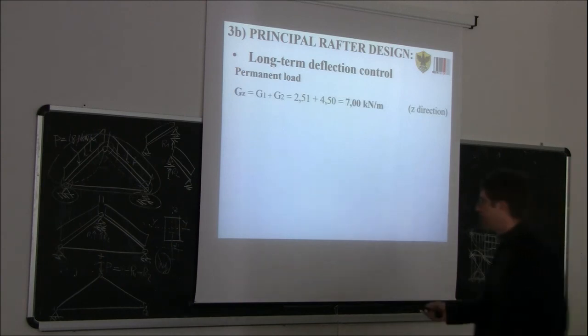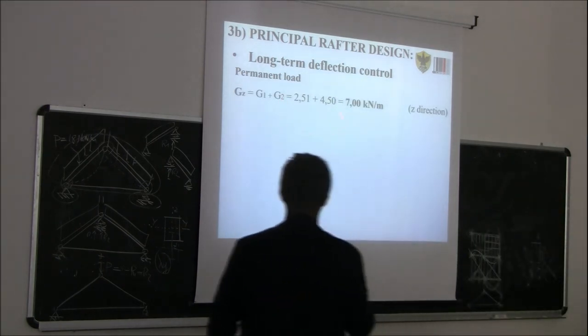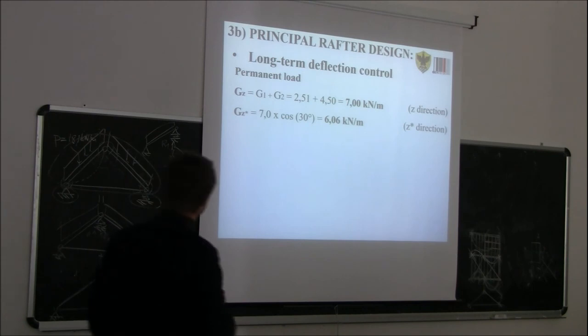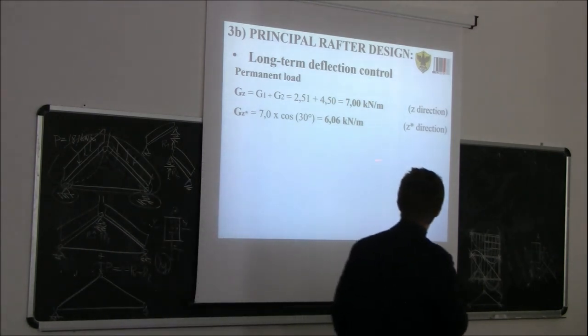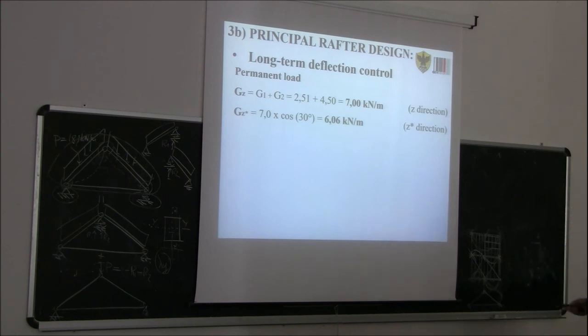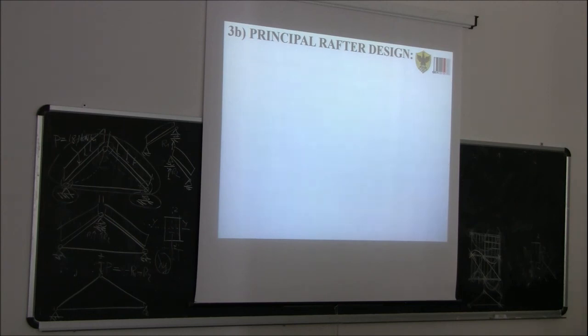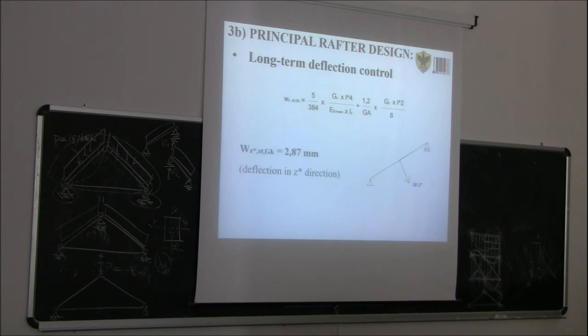For the short-term deflection due to the permanent load, we can use, like yesterday, the superposition principle. So first we calculate the value of the permanent load, 70 kilonewton per meter in the z direction. This load must be decomposed in the z asterisk direction, so perpendicular to the floor, and in the other direction. So again, if we calculate all these geometrical properties with this formula here, the deflection due to the permanent load is 2.87 millimeter.